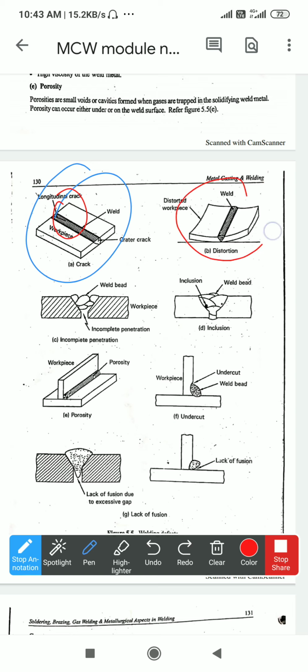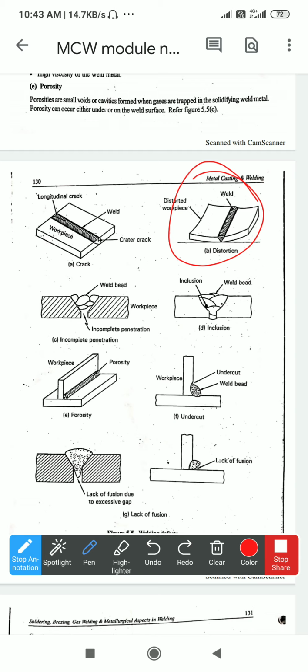Now you can see over here, this is a distortion defect. The workpiece should be flat, but the shape of the workpiece has changed. This portion is where the weld is deposited. This portion is the fusion zone, where the metal is in liquid form. Once the metal solidifies, shrinkage occurs. Because of that shrinkage, this portion and this portion are pulled by the center area. Because of that, the shape of the metal workpiece changes, which is called distortion.